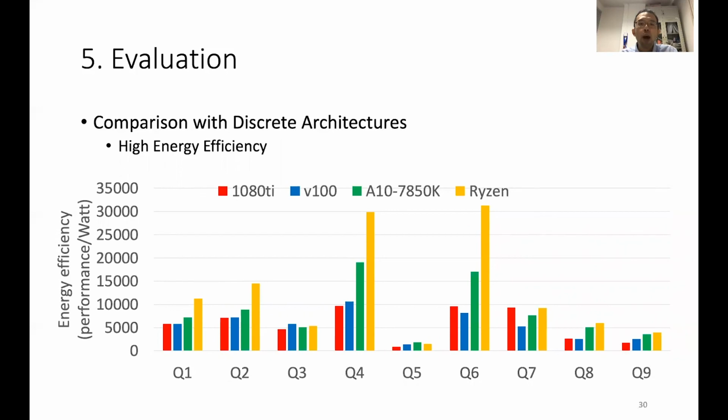We also analyze the energy efficiency of FineStream and SABER. On average, FineStream on the integrated architectures is 1.8 times more energy efficient than SABER on the discrete architectures.